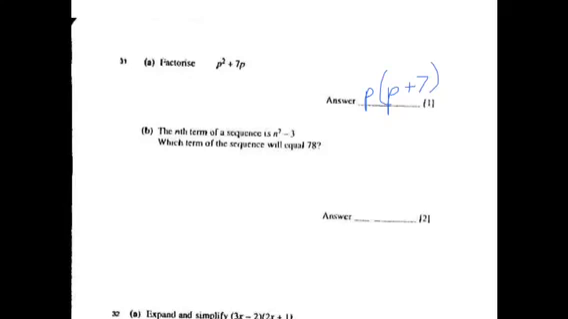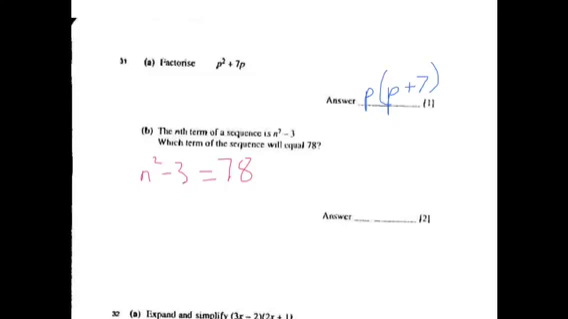Part B, the nth term of a sequence is n squared minus 3. Which term of the sequence will equal 78? Okay, so some of you may be able to figure this in your head, but others may prefer to work it out. So we have n squared minus 3 being equal to 78.